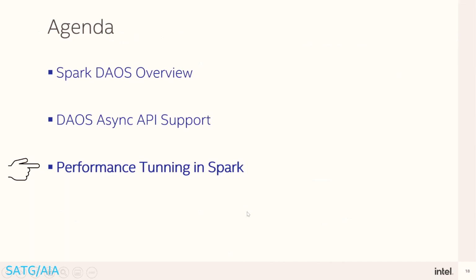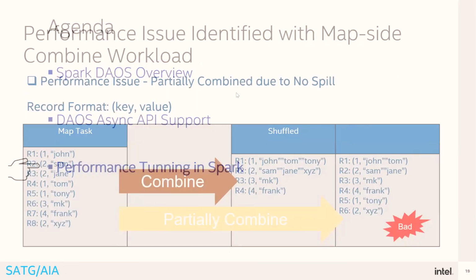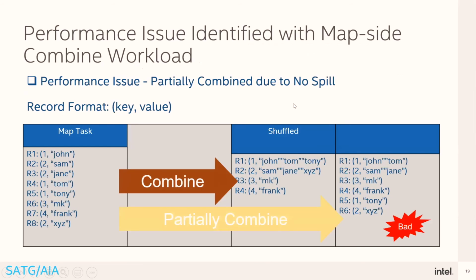Okay, then I'll show you some performance tuning, just one case in Spark. We benchmarked a lot of workloads, and we found a performance issue in the map side combine workload. So first of all, what is map side combine? For example, on the left, there are 8 records. Each record is a key value pair.